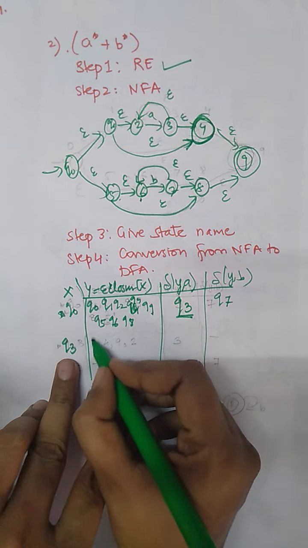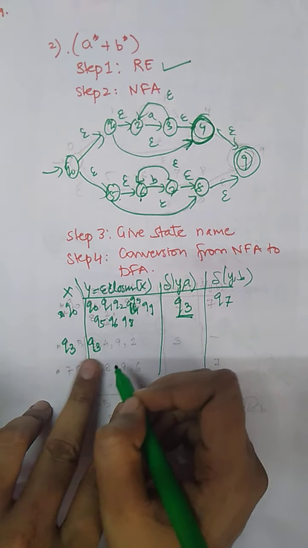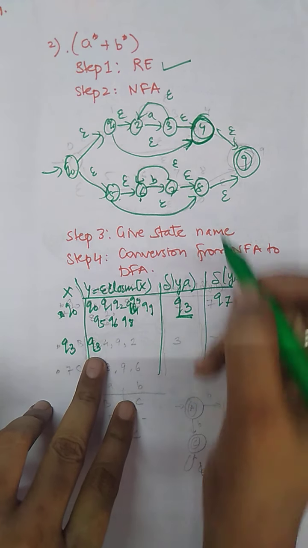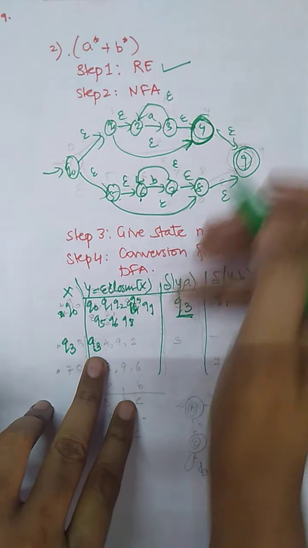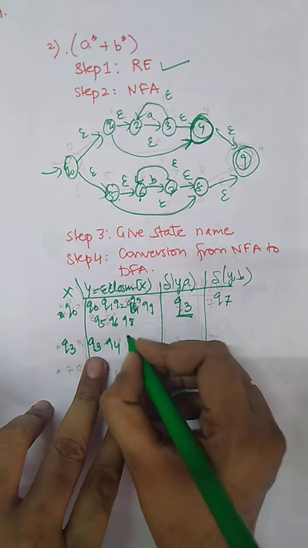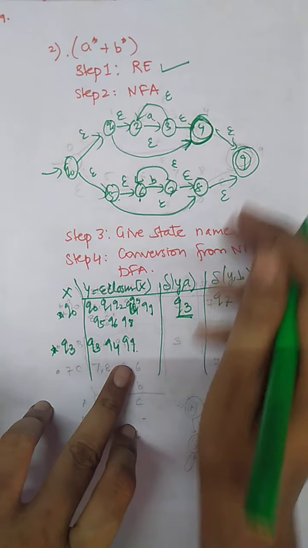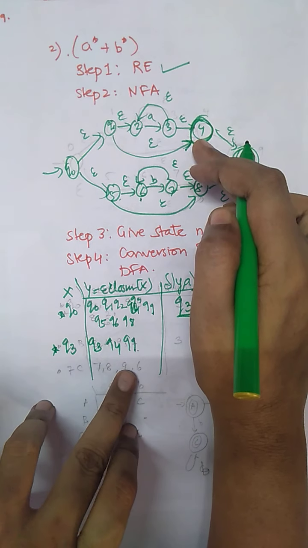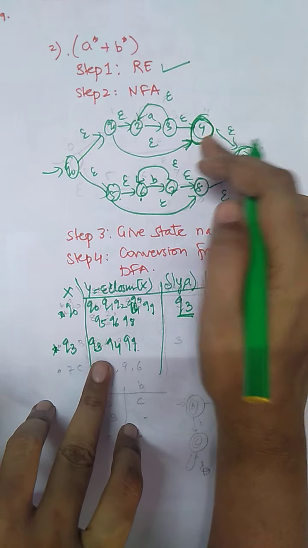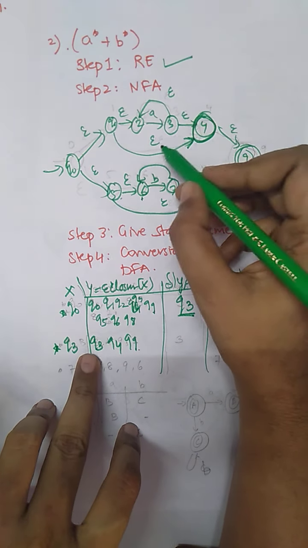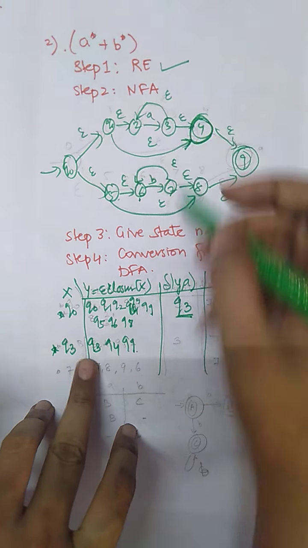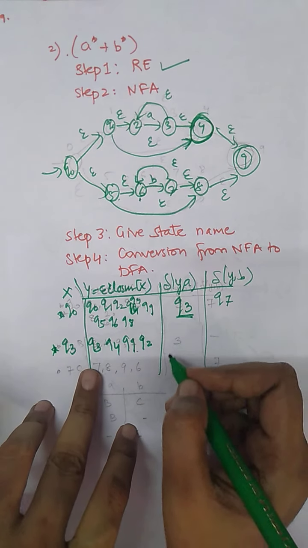Now from Q3, epsilon closure, Q3 will be included in the epsilon closure. Now from Q3 it is going to Q4. From Q4 it is going to Q9. As Q9 is a final state, this will be marked as a final state. From Q3 to Q4, and from Q3 also it is going to Q2.